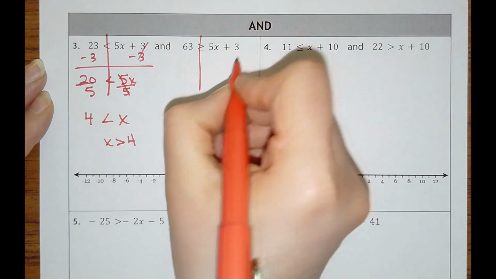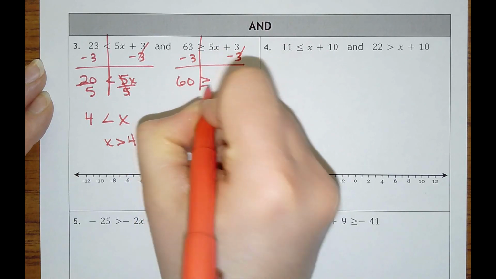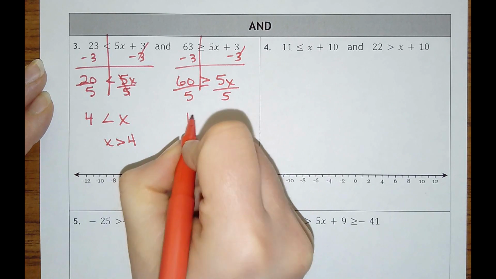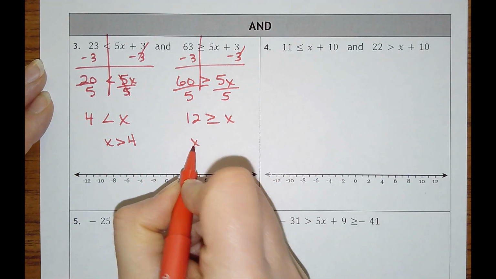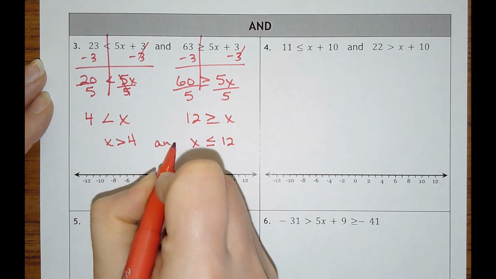Okay, let's solve the other one. Subtract 3. That's 60 divided by 5. It's 12. Don't flip. But I'm going to rewrite. X needs to be less than or equal to 12. I'm going to put the word and in between there.